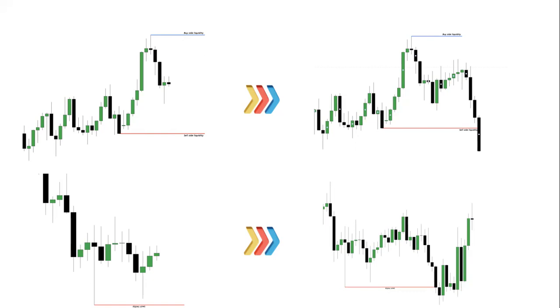And remember, price is always drawn to these particular levels. As you can see, price was drawn to this sell side liquidity over here. See what it did? It came here and it took it out. That is what liquidity does.